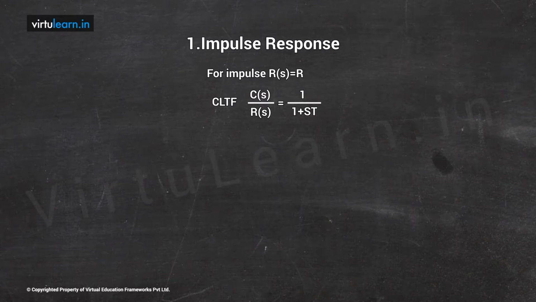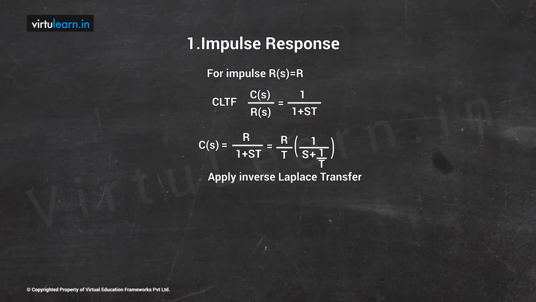What is the input now? Input is impulse, therefore it is called impulse response of the system. For impulse we know R of s is 1. Therefore we can write C of s as R by 1 plus sT. Since we know R is 1, it is R divided by 1 plus sT. Now take the inverse Laplace transform of it.